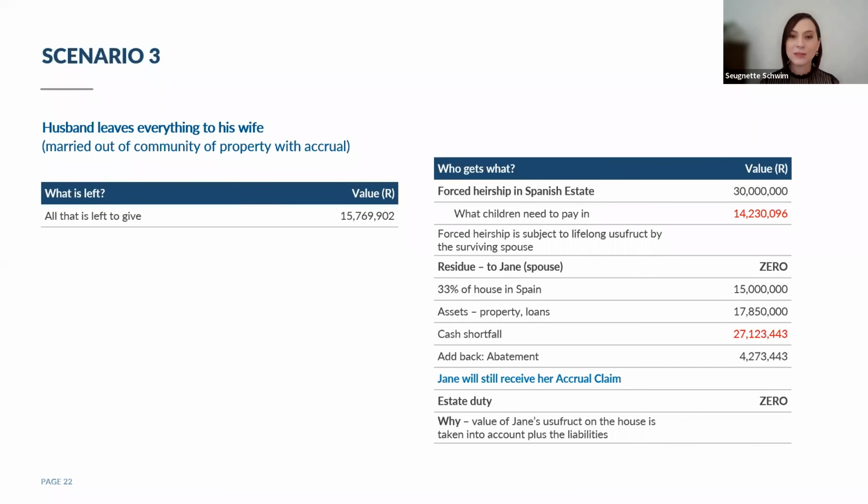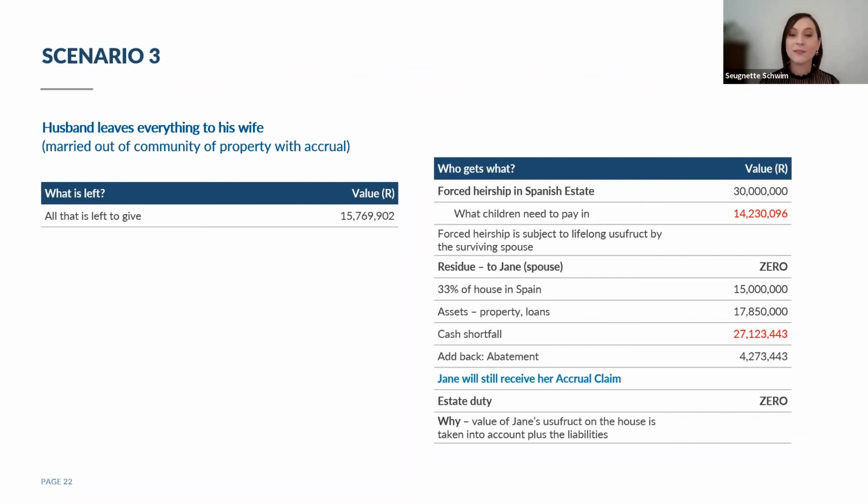Abatement basically just means, you have to remember, this estate isn't insolvent. We've got assets that exceed liabilities by far. We don't have an insolvent estate here. We have an estate, but due to the working of the law, that is now the Spanish forced heirship, we have to give away more than what we actually have.